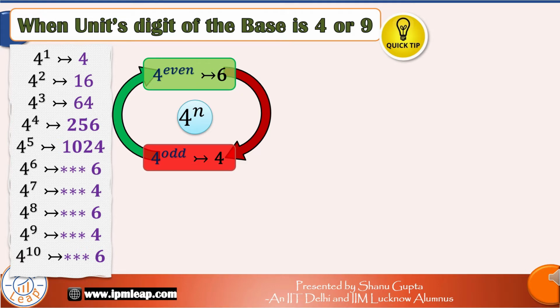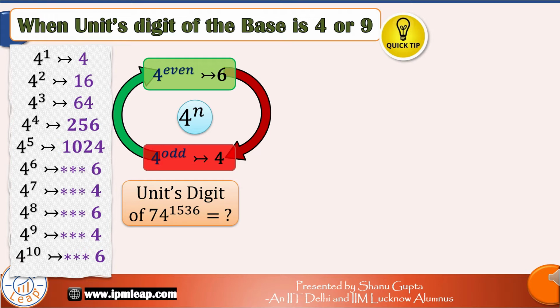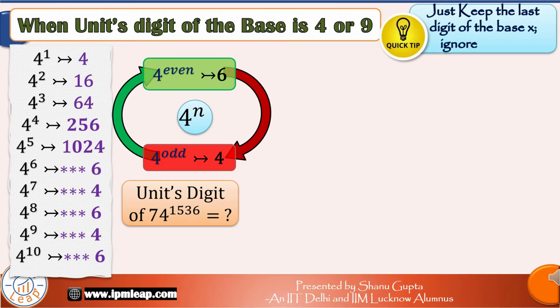For example, if we have to find out the units digit of 74 raised power 1536, how do we go about solving this question? First of all, just keep the units digit of the base, which is 4, and ignore all other digits before that. So essentially, we have to find out the units digit of 4 raised power 1536. And since 4 raised power any even number ends in 6, our answer is 6.